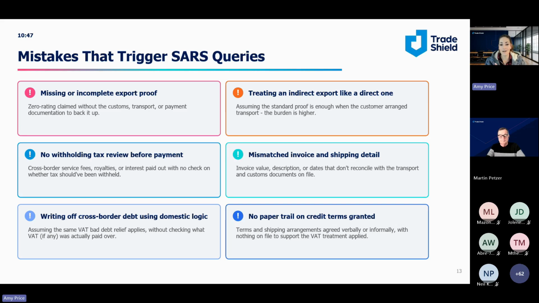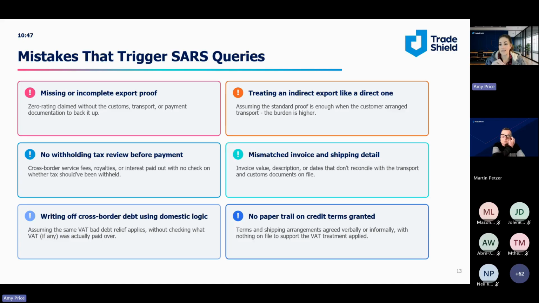and treating your indirect export like it's a direct one. We want to know who's liable, we want to know what companies we're using, we want to make sure that we have agreements in place and that those agreements cover the tax and VAT as well. So making sure that we cover all these different things so we don't trigger SARS queries.